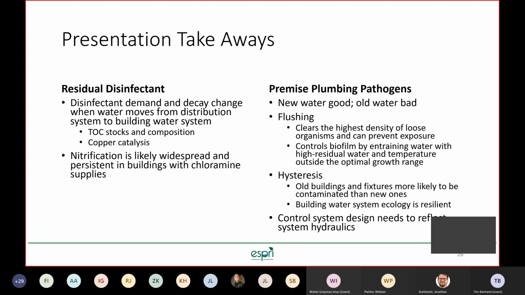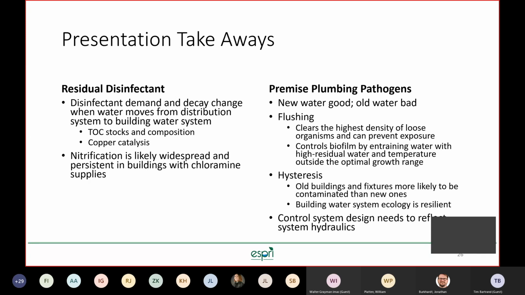I'm a fan of flushing out at least the minimum amount of water to get that good water in there. There is hysteresis. You can build up a stock of organisms, and there are several studies. Collins out of the UK had a nice one showing that the occurrence of Legionella is more common in older buildings and older fixtures. So that supports that you are really building up a stock.